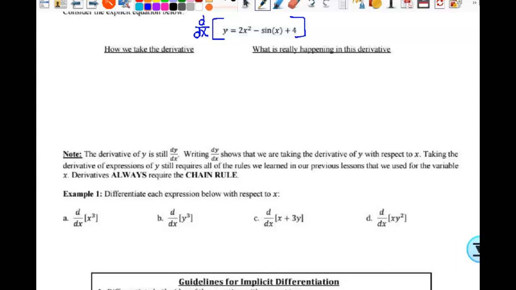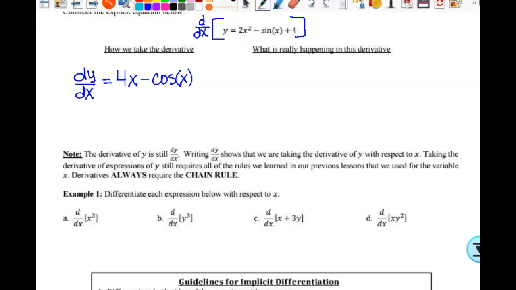So when we do this, what we end up writing is not y, and we don't really use y prime, we say dy dx, the derivative of y with respect to x, is equal to, and then we just take the derivative like we know how to do over here. Term by term, so I can use my power rule here. Going to give me 4x minus what? Cosine of x, right? Okay, everybody good with all that? That's what we've been doing.